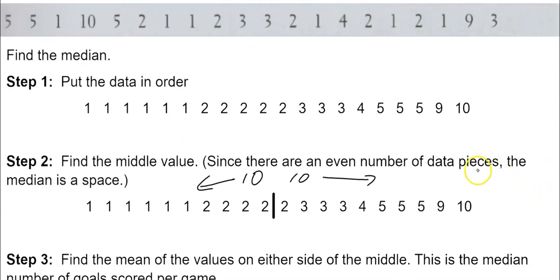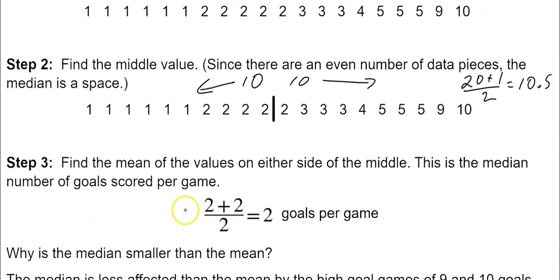Another way of doing that is you can take 20 plus 1 and divide it by 2, and so you get 10.5. So the 10.5th value is the median. So let's find the mean of the values on either side of the median. Here's my median, right there. Add the 2 and the 2 together. I would get 4 divided by 2, 2 goals per game.